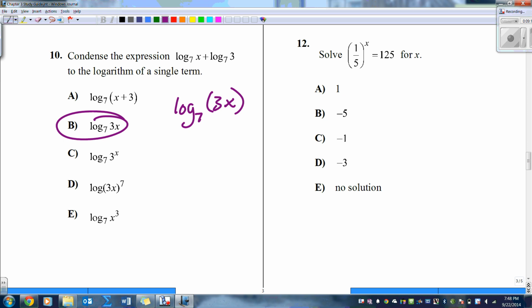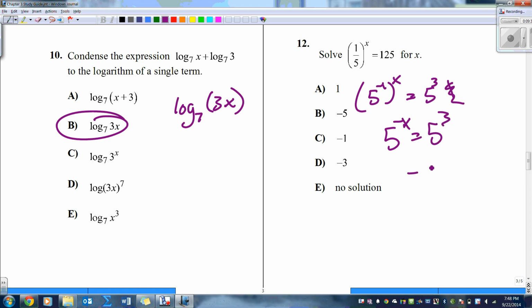All right, number 12. Solve 1/5 to the x equals 125 for x. Okay, I can change that 1/5 into a 5 to the minus 1 to the x. And the 125 is 5 cubed. So that gives me 5 to the minus x equals 5 to the 3. Well, I can use my one-to-one property, so x is equal to negative 3.